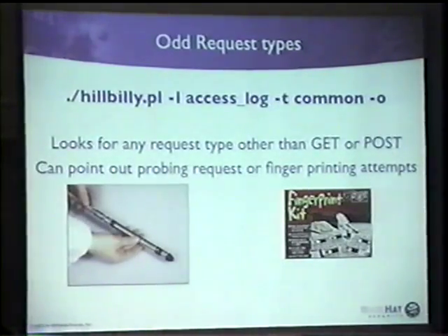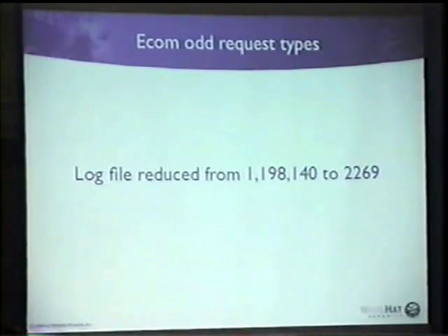So anything other than GET and POST, we can look at that by flagging on the -O on the end. So basically what we're looking for here is probing requests or someone firing another odd HTTP client at me. When we ran that against the e-commerce site, we got it reduced from 1.1 million to 2,000. So pretty nice reduction there.